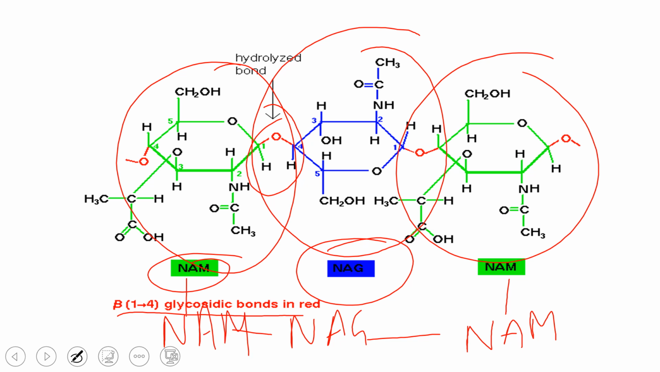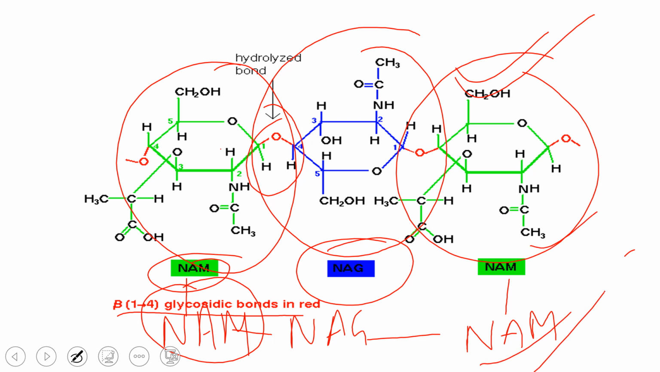In this way the NAM and the NAM will be attached to each other, but NAG and NAG won't attach with each other. NAG does not attach with NAG, so it will attach with the NAM. Only the NAM will attach with the NAM. So this is how it is linked.